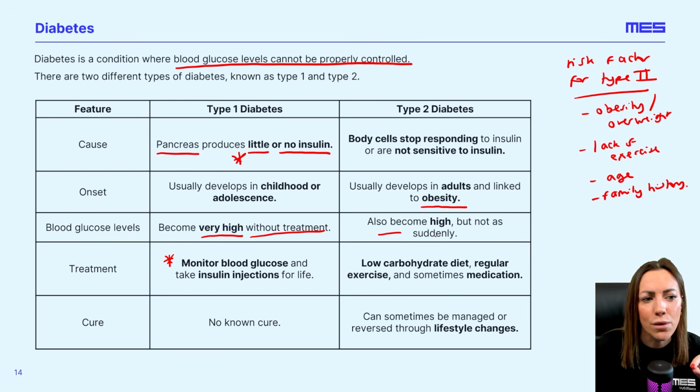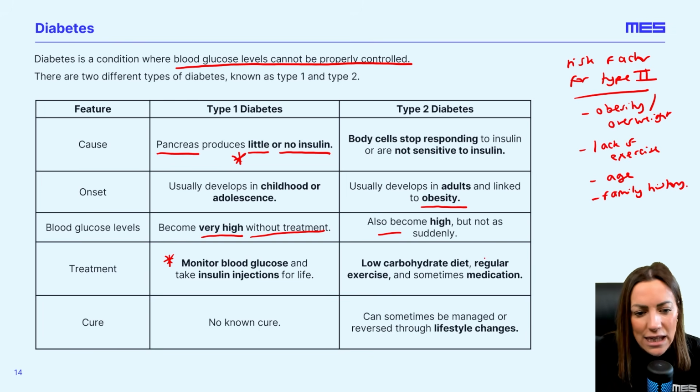Type 2, though, usually it can be controlled with a low carbohydrate diet and regular exercise. Now, really important that you don't just say balanced diet, healthy diet. That's not good enough. It's a low carbohydrate diet or a carbohydrate controlled diet, as well as regular exercise. Sometimes they do need medication.